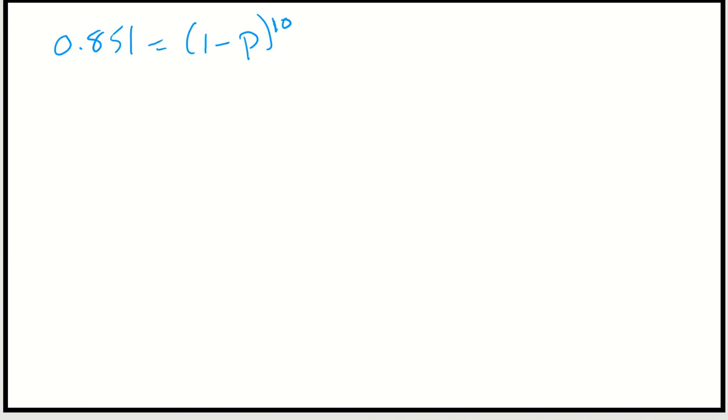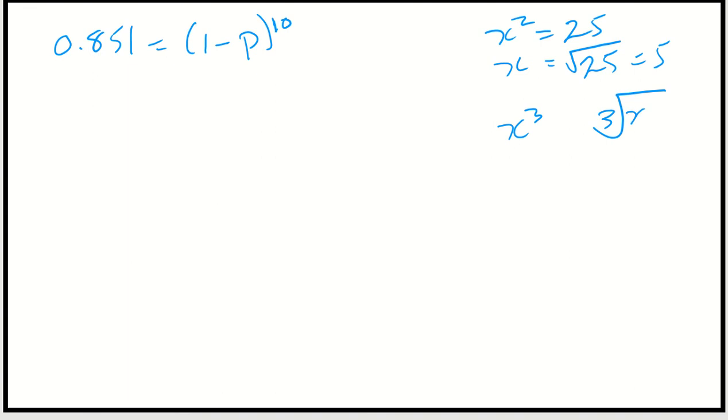So let me sidestep for a moment. If I had x squared equals 25, to solve that we would take the square root. We'd say x is equal to the square root of 25, which is 5. If I had x cubed equal to something, its inverse or opposite is the cube root. Therefore if I had x to the power of 10, its opposite would be the 10th root of that. So I'm going to apply the 10th root to both sides so that I can get rid of that power. So I get the 10th root of 0.851 is equal to 1 minus p.